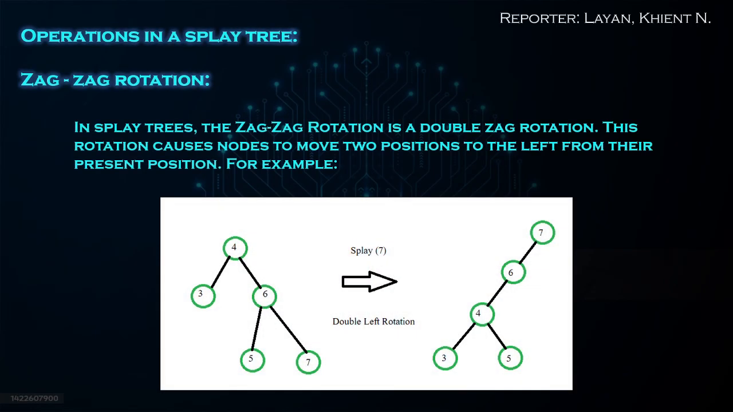Next rotation in splay tree, the zagzag rotation. In zagzag rotation, of course, it's just a double zag rotation. In simple terms, double to the left. In the example, we're going to splay the node 7. The root in this example is the node 4, the children are the node 3 and node 6. And the node 6 is also the parent of node 5 and node 7. From the left, we need to move the node 7 to the left 2 times to get to the root, and that's how the rotation of zagzag works.